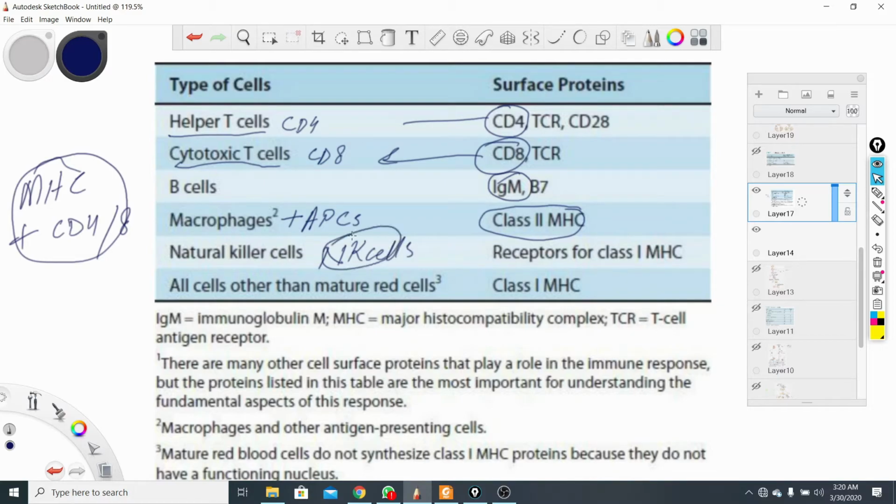these are also known as NK cells. They have the receptors for class 1 MHC, and class 1 MHC receptors are mostly represented on the natural killer cells. All cells other than mature red cells have class 1 MHC. So this is the presence of the different surface proteins for which they are known.